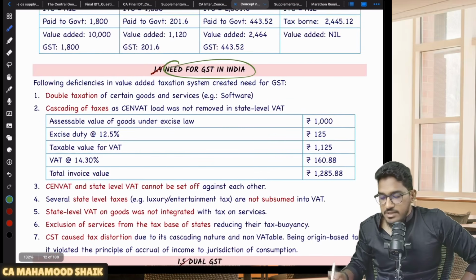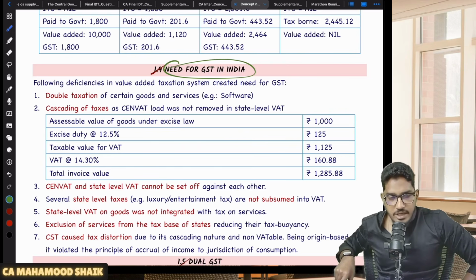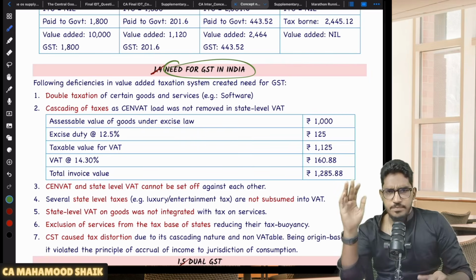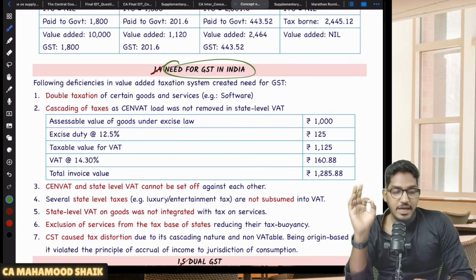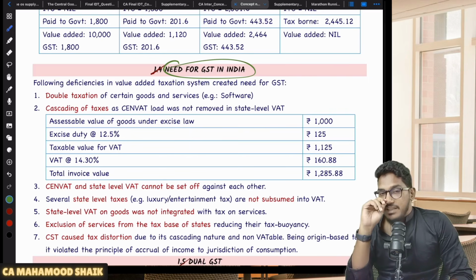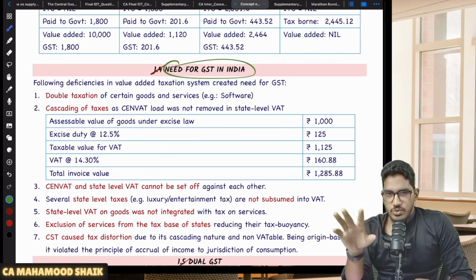Then there is one more thing. Sir, what is the need for GST in India? You are telling that GST came into the picture in the year 2017. Before 2017, is there no indirect taxation system in India? No, I did not say that. Even before 2017, we had an indirect taxation system in India. But that was very complex. We used to have multiple indirect taxation laws, because of which administration became very difficult. There was no ease of business.